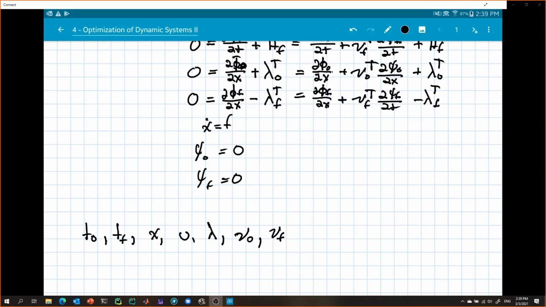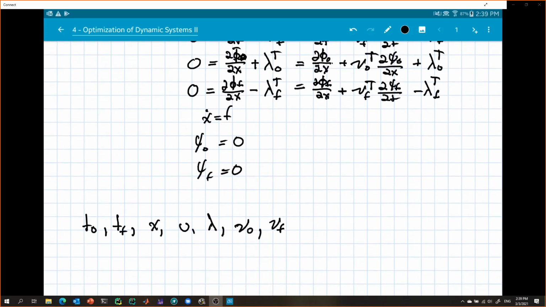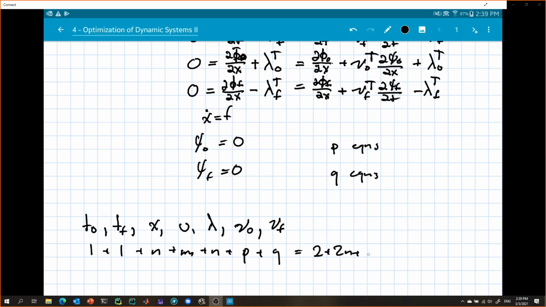So in this case, here we have one unknown plus one unknown plus n unknowns plus m unknowns plus n unknowns plus, I'm going to say we have p initial constraints and q final constraints. So this is plus p plus q. So then that's 2 plus 2n plus m plus p plus q unknowns.